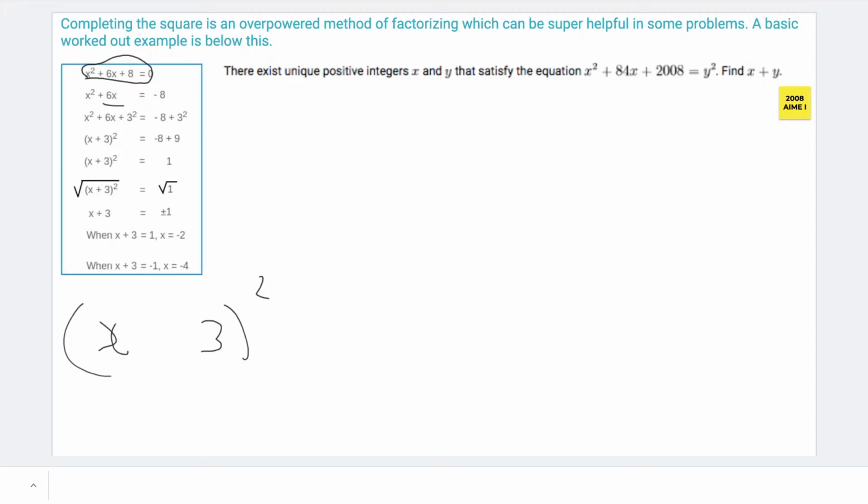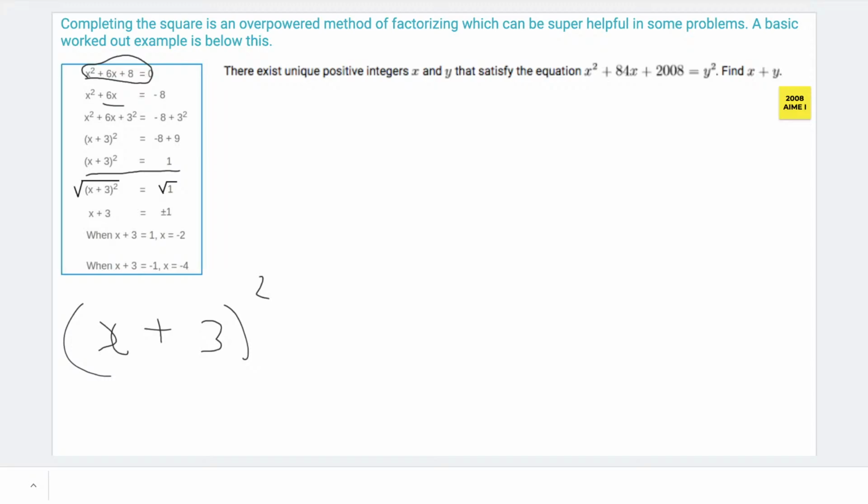And you make this the addition sign. And then you see that for this to be true, you have to add 9 to both sides. And if you add 9 to both sides, the negative 8 becomes 1. And then you just get x plus 3 squared equals 1. And if you square root both sides, you get x plus 3 equals plus or minus 1. And then you can set x plus 3 equal to 1 to get x equals negative 2. And you can also set x plus 3 equal to negative 1 to get negative 4. So this shows that completing the square can be pretty powerful in mathematics.